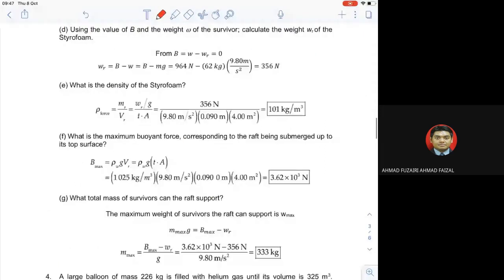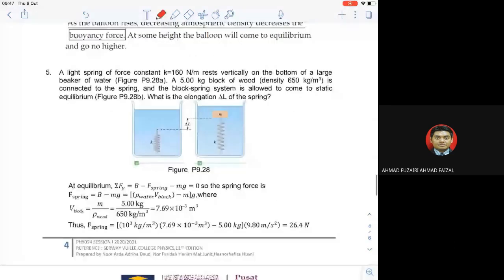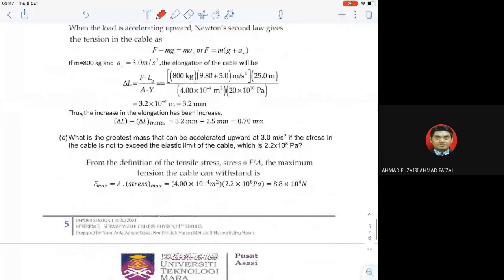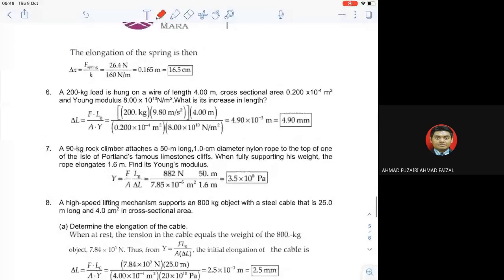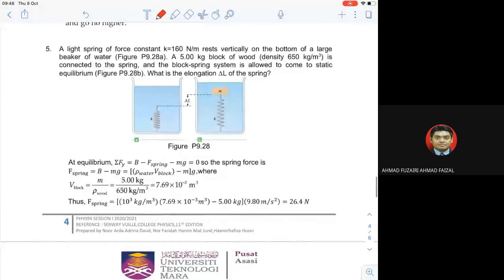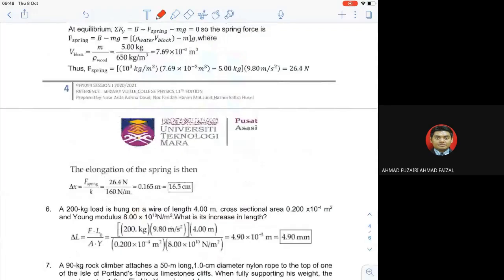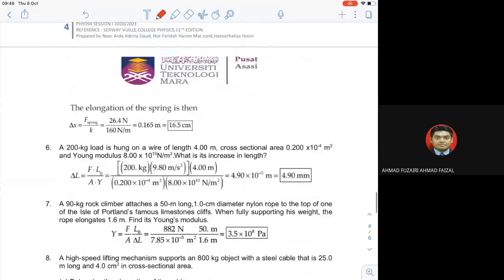So I mean, okay, this is all about buoyancy force in the equations. Maybe I want to highlight on the topics earlier. Satu soalan lagi kalau sempat. The rest of the questions regarding Archimedes principle, you can do on your own. You can do it with your tutor, right? Okay, so let's look at this part.